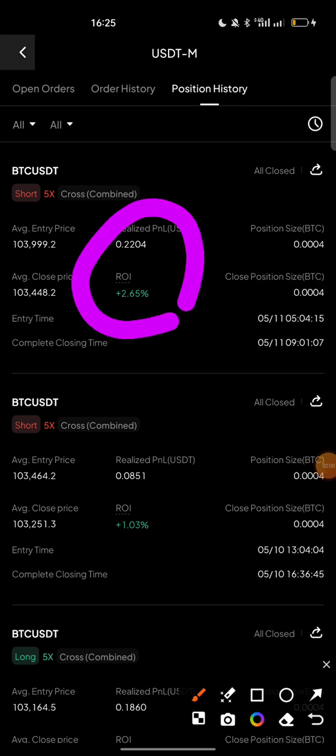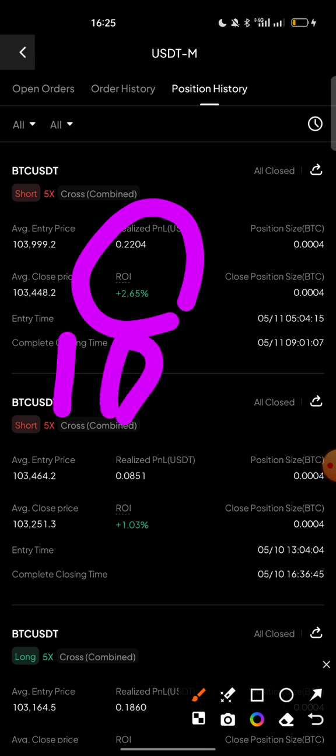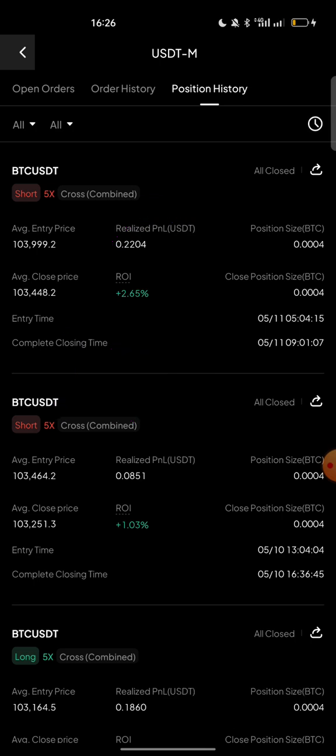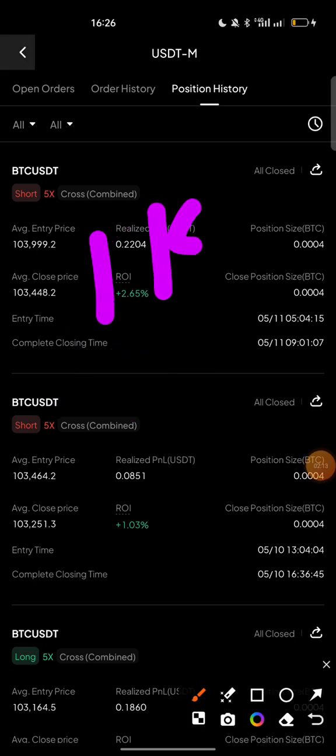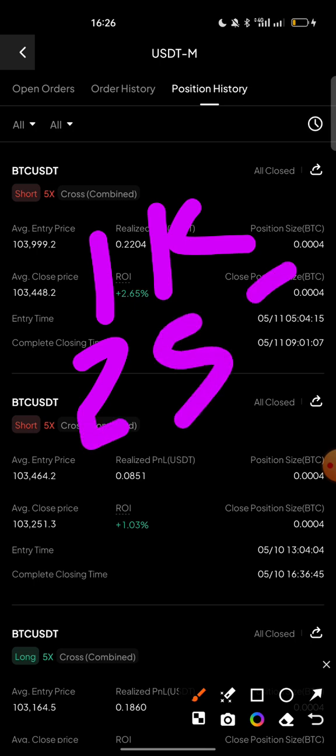Imagine you have 10k to trade this account. Let's make it small. Let's say you have $1,000 to trade this account. If you make 2.3%, 2.5%, that is about $25 profit. If you have 1k to trade, that is $25 profit.